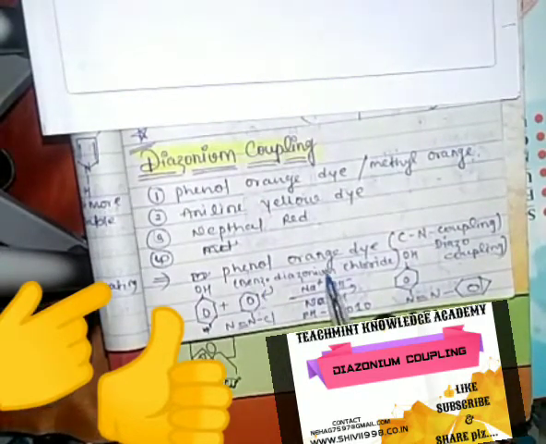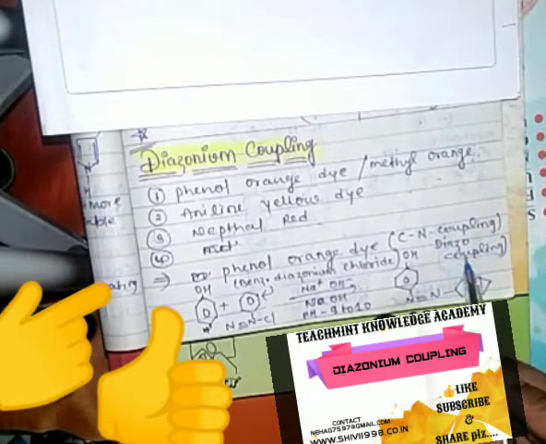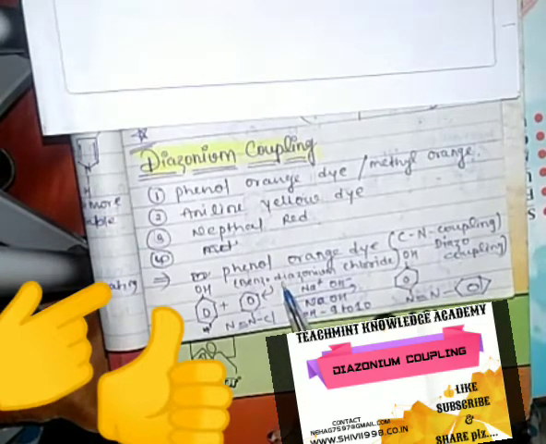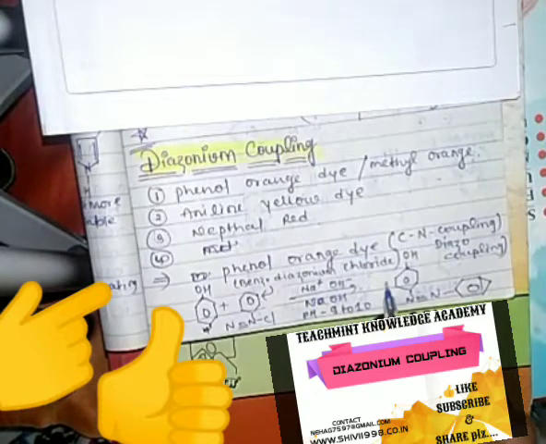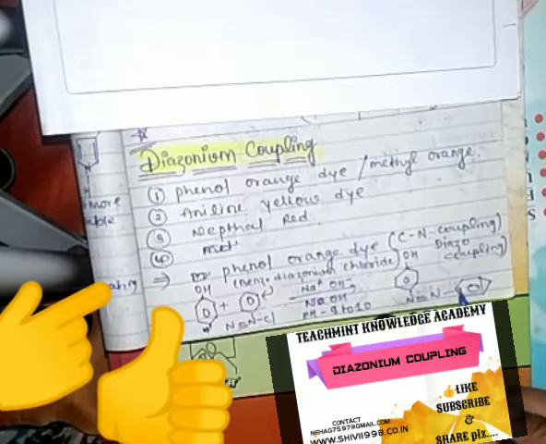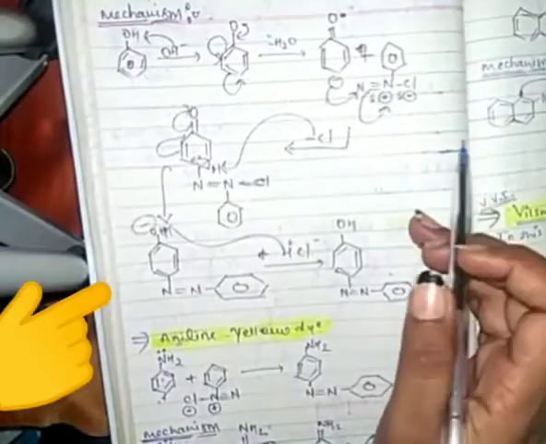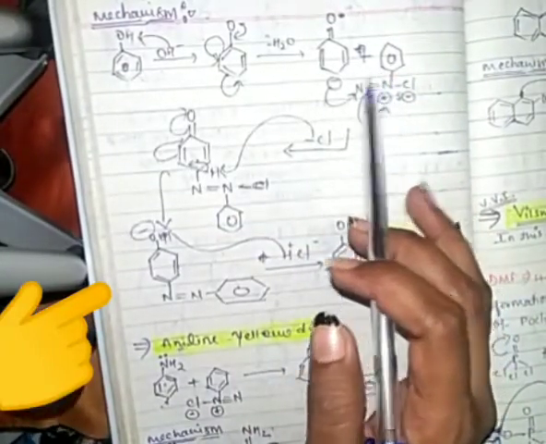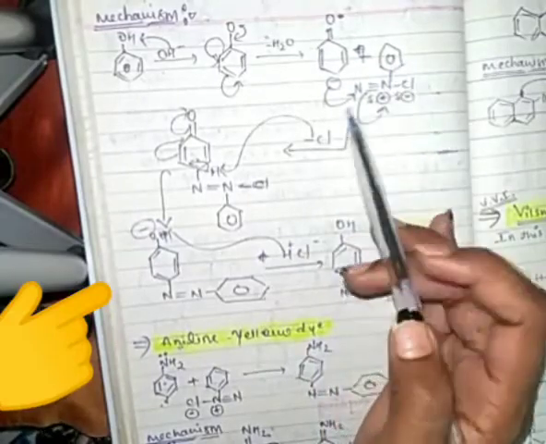Phenol orange dye is also called carbon nitrogen coupling or diazo coupling. In this, benzene diazonium chloride reacts with phenol in the presence of base NaOH, at pH between 9 to 10. We get diazonium coupling or phenol orange dye. There is a whole mechanism of how phenol reacts with benzene diazonium chloride and how it reacts with base.